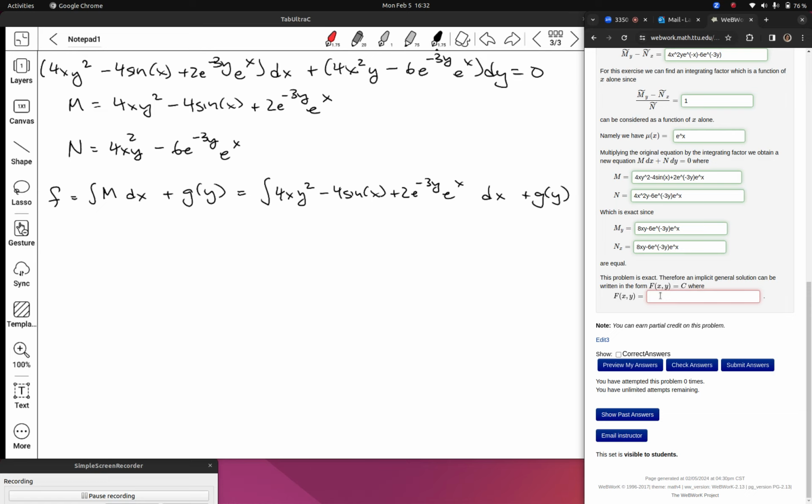Let's evaluate that integral. The integral of 4x is going to be x squared divided by 2, so that 4 becomes a 2, x squared times y squared. The integral of sine is minus cosine, so this is going to become a positive 4 cosine of x. And e is unchanged by integrals when it's just e to x, so it's going to be plus 2e to minus 3y e to x.